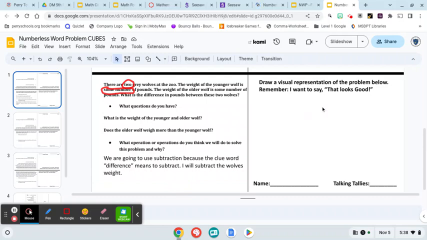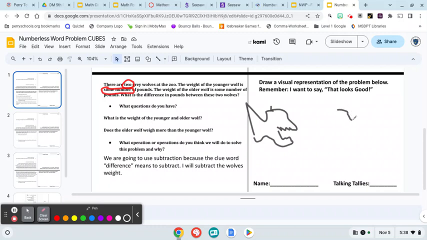The last part is this side of my paper. Draw a visual representing the problem below. So I want to draw two wolves. I don't have gray, so I'll make black, but I have these two wolves. One is younger and one is older. This is not going to look very good, but that's okay. I have my two wolves. This is a mouth, and this is terrible, but it is very hard to do. But I have my two wolves.